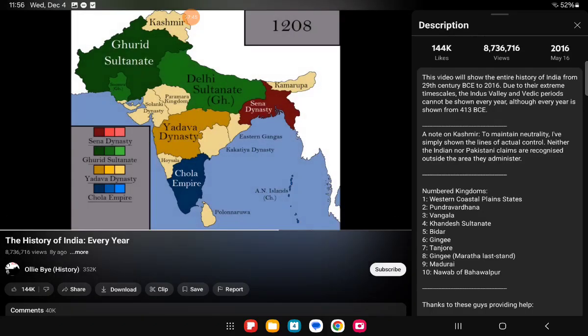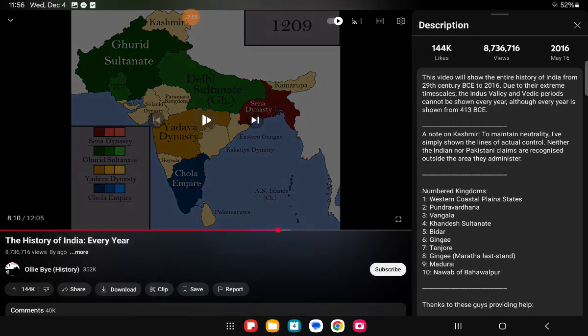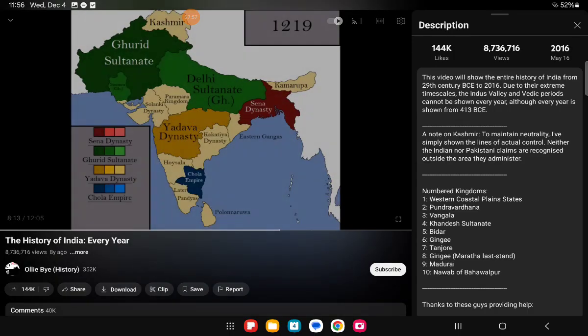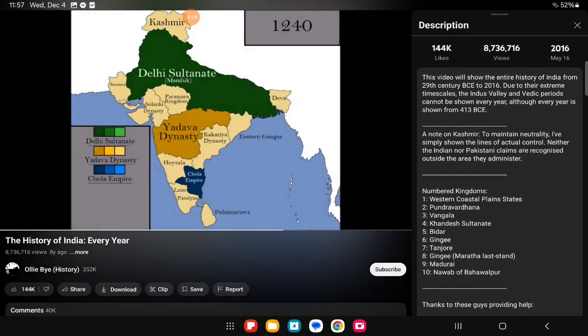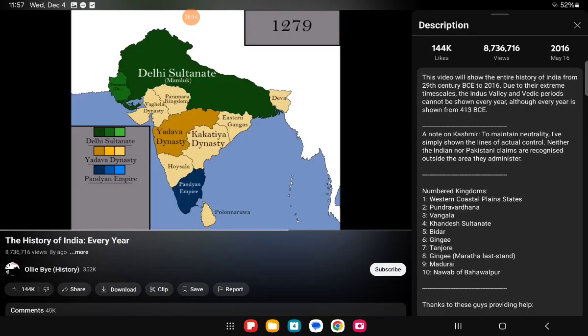It seems to have originally been like... what is it called? Ghurid Client State or something like that. Before it became its own thing. And the Cholas have declined. And the Ghurids are now gone. And the Reds no longer exist. And the Yellows are now called Yadava. And the Pandyan. The Tamils are now called Pandyans.